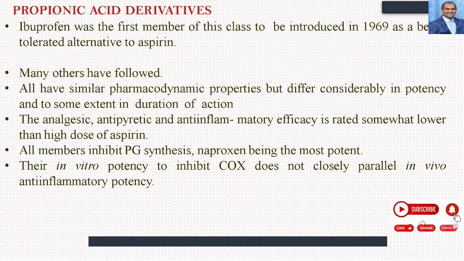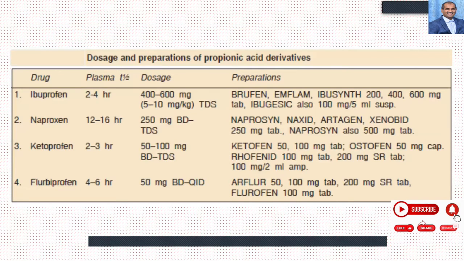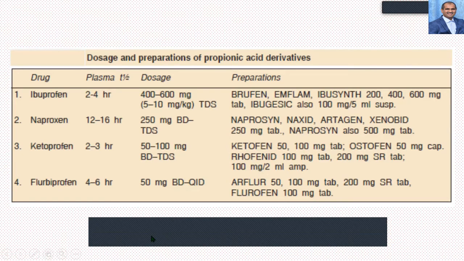The analgesic-antipyretic and anti-inflammatory activity is rated somewhat lower than high dose of aspirin. So it's very similar, especially ibuprofen. All members inhibit PG synthesis, naproxen being the most potent. So in vitro potency to inhibit COX does not closely relate to the in vivo anti-inflammatory property. And here you can see the propionic acid derivatives. The examples are ibuprofen, naproxen, ketoprofen, and many more drugs.